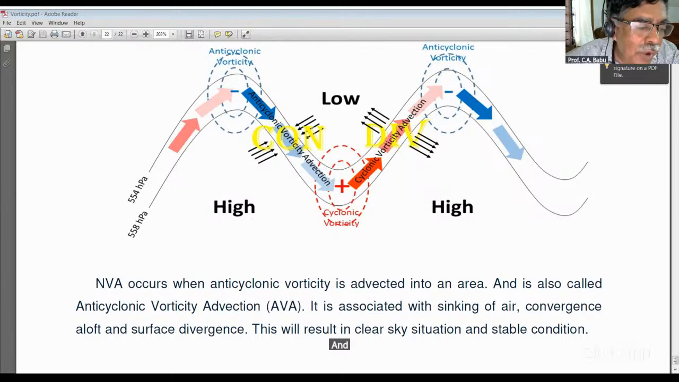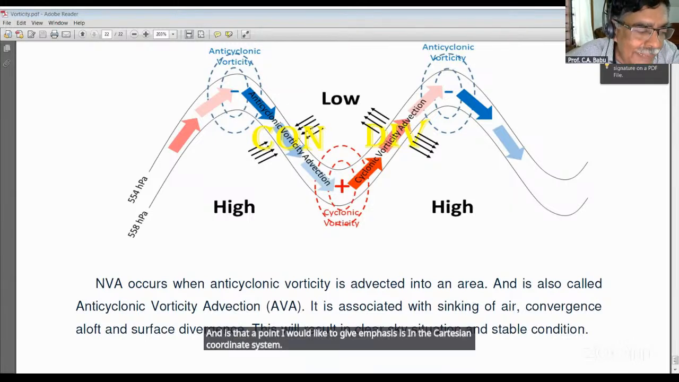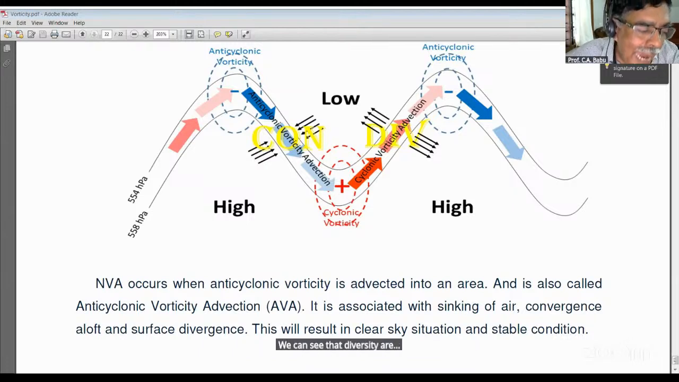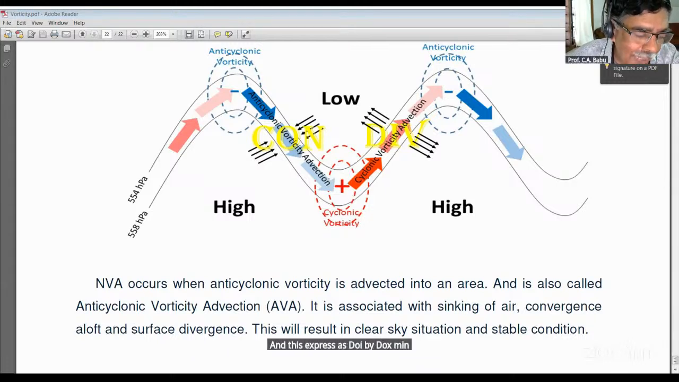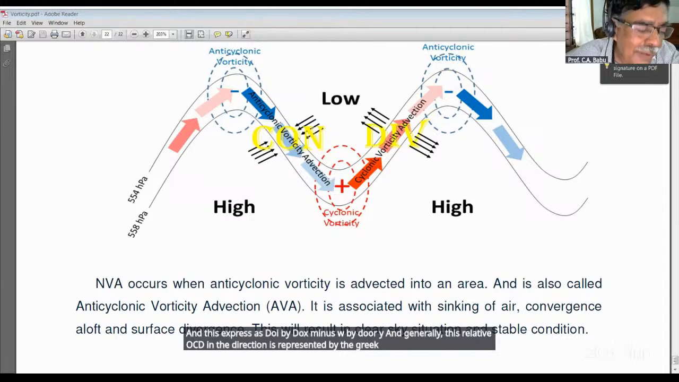Another point I would like to give emphasis to is that in the Cartesian coordinate system, we consider the velocity as scale of velocity. Scale of velocity is usually expressed as del cross V, and del cross V contains the rotational effect in the three principal axes. Since meteorologists are concerned with velocity in the vertical direction, we consider unit vector k dot del cross V, and is expressed as ∂v/∂x minus ∂u/∂y, and generally this relative velocity in the z direction is represented by the Greek alphabet theta.